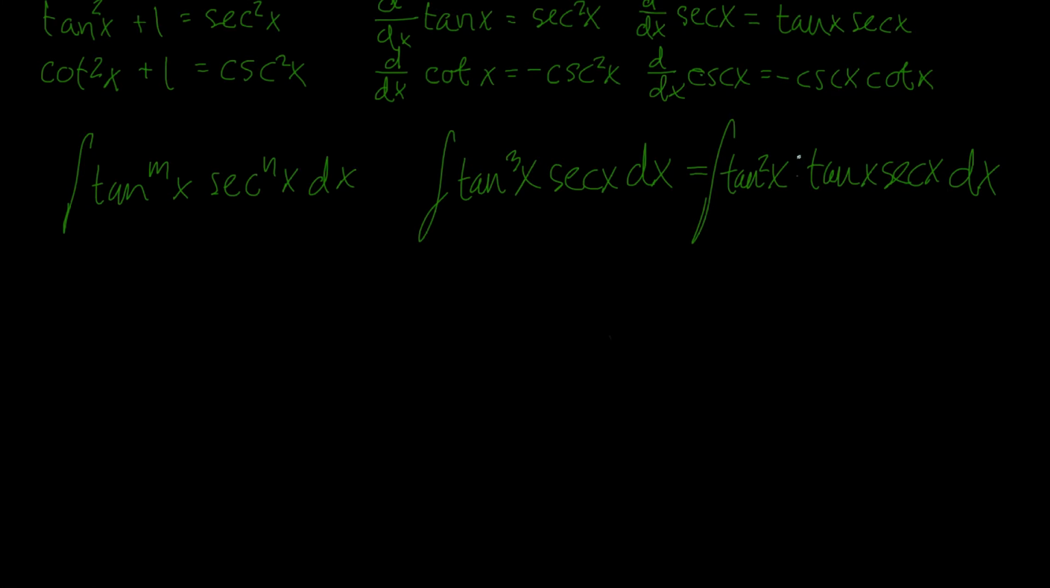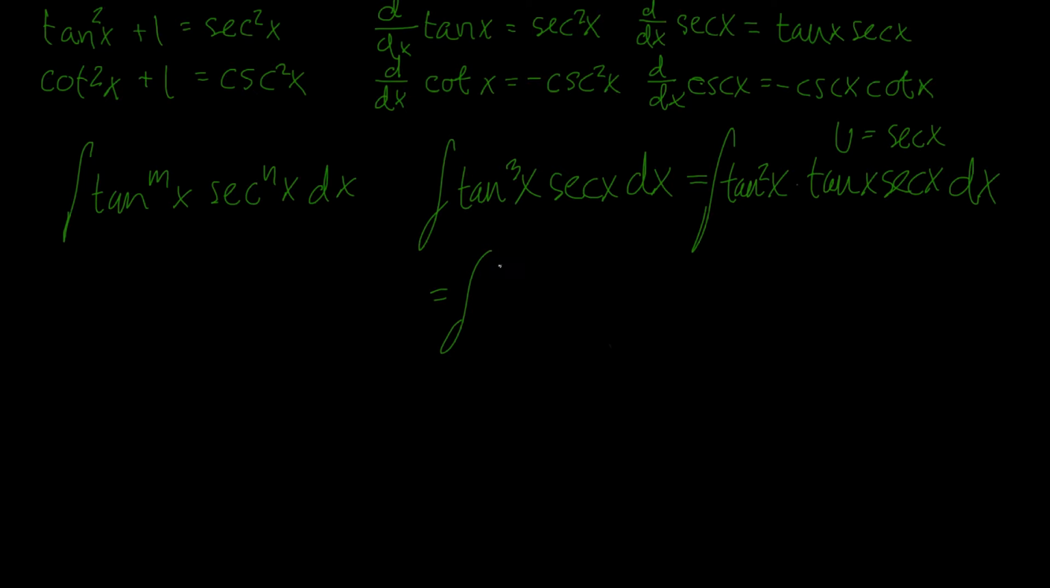now, because I've isolated a tangent times a secant, I'm going to use a u substitution of secant x. And I'm not going to write the du because you can see it right here. The du would be the derivative of secant x, which equals tan x secant x. So then I can rewrite this integral as, all I did here was I took my tangent squared x and I rewrote it in terms of secant squared x so that I could do a proper u substitution.